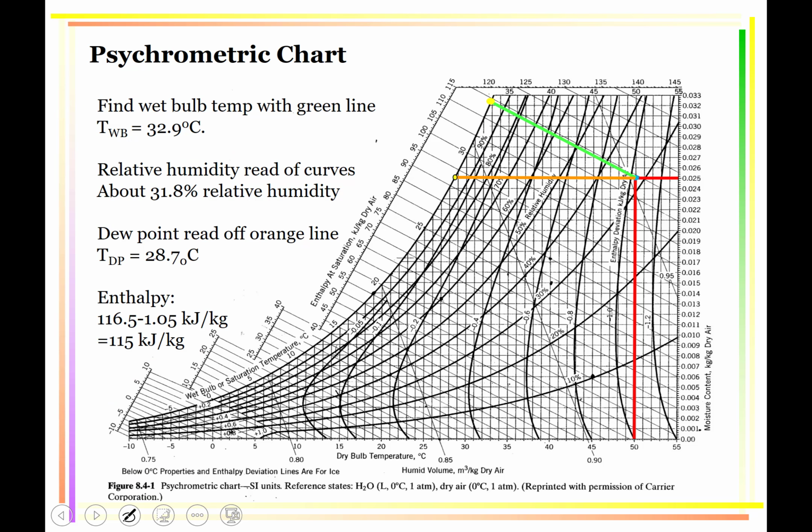Then at that point also we can see the relative humidity of our air. Here's 30% relative humidity, and here's 40% relative humidity, and we are somewhere in between. So this is about 31.8% relative humidity.